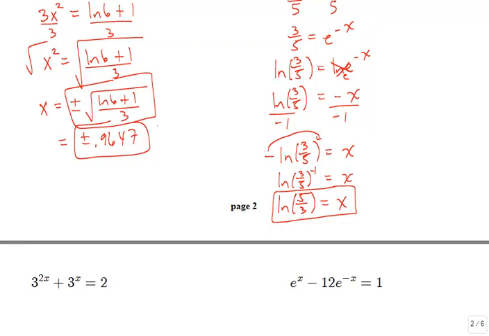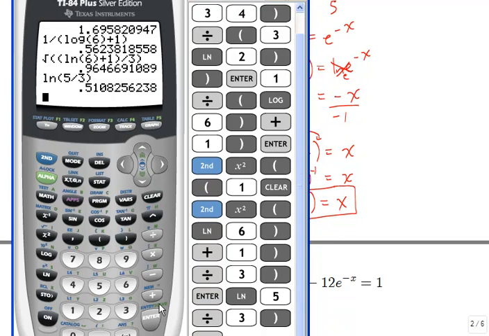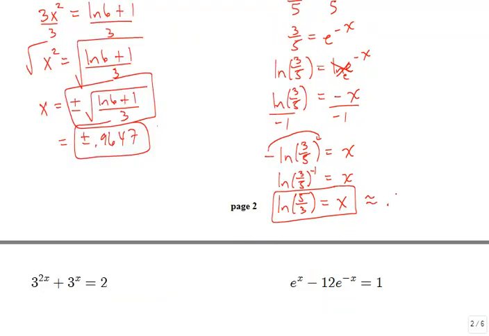And then in terms of the decimal, we're going to get 0.5108. So this is approximately 0.5108.